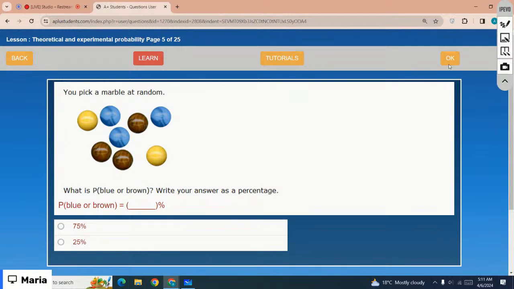You pick a marble at random. What is the probability of blue or brown? Which is the correct option?